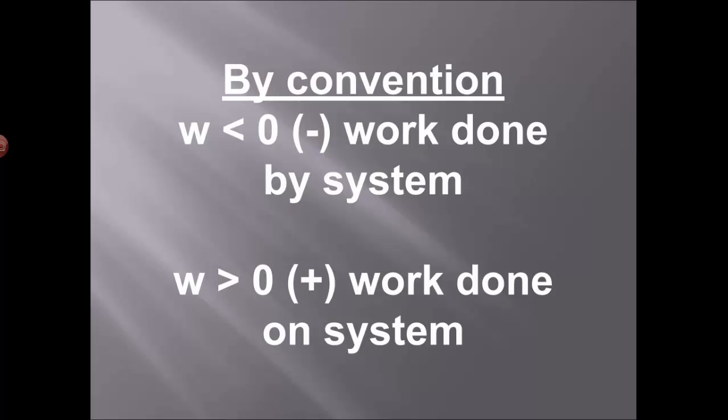Remember that when Q is negative, the heat is coming out. It's being exothermic. It's going into the surroundings. And when Q is positive, it's endothermic. It's going into the system. Well, the same thing with work. If work is less than zero, in other words, if work has a negative sign, we say that work is done by the system. The work is coming out of the system. The system is expanding, and vice versa.